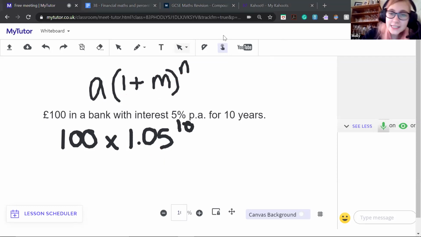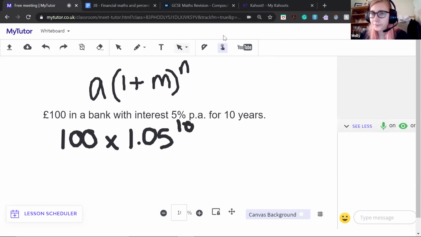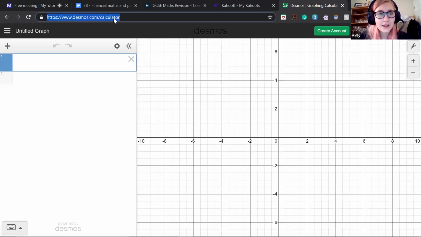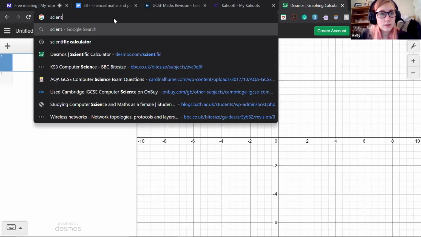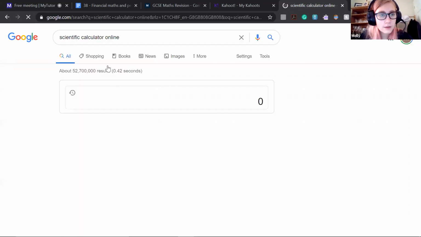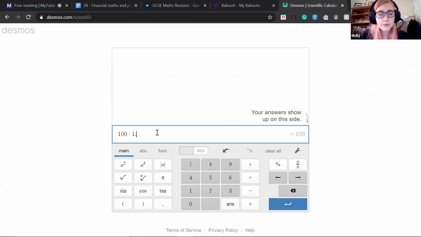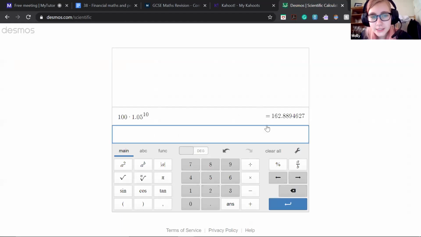So someone said, what's n? N is the number of years that it is kept there. So the number of times that increase is applied. Yeah, this is compound interest. This is just a reminder of compound interest. So this would give you, let me get up my favorite online calculator. There we go. 100 times 1.05 to the power of 10 gives us £162.89.